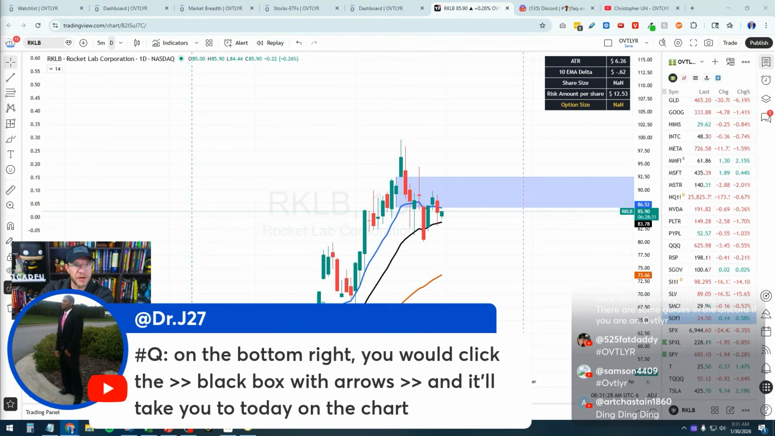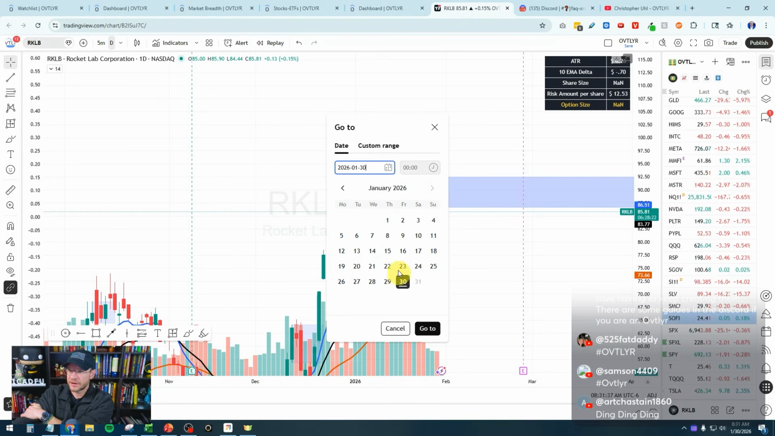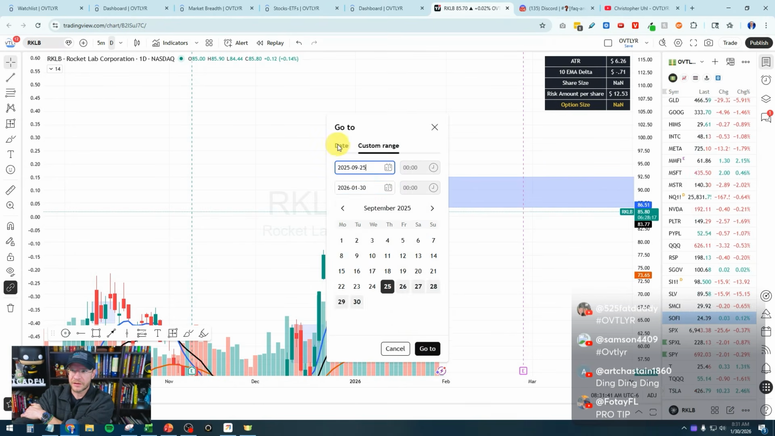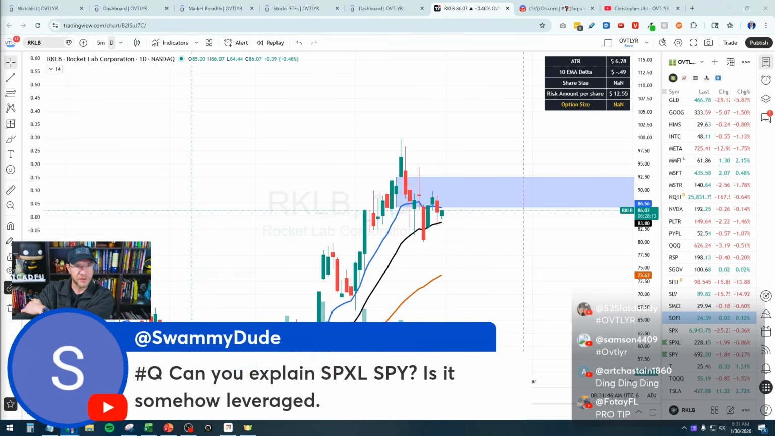Dr. J, on the bottom right, you would click the black box with arrows, and it'll take you to today on the chart. Oh, yeah? The black box with arrows, bottom right. I don't see a black box with arrows, but I believe you, my friend.